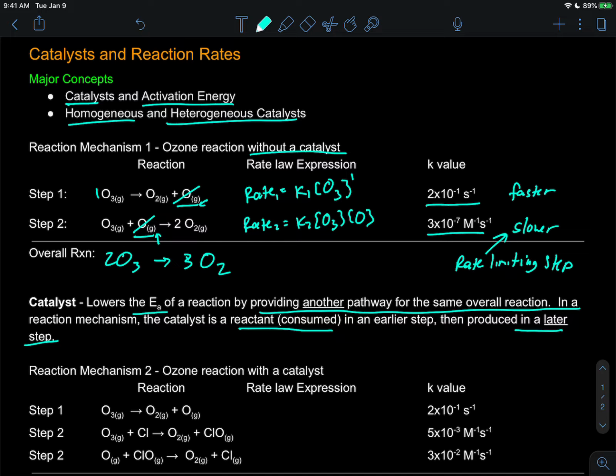And we're going to see that this is basically the opposite of what we notice in an intermediate. An intermediate is something that is produced in an early step and then it is consumed in a later step. So we see the opposite thing happen. An intermediate is made along the way. A catalyst, we consume initially and then produce it again. The net effect of both of these is that the concentration of an intermediate or catalyst does not change overall, nor are they represented in our overall reaction.